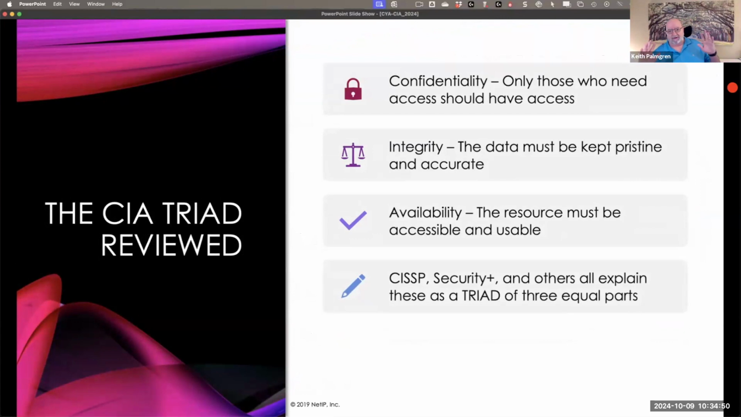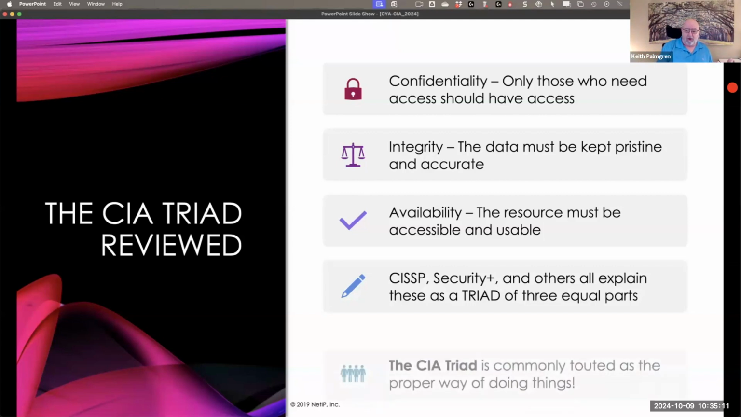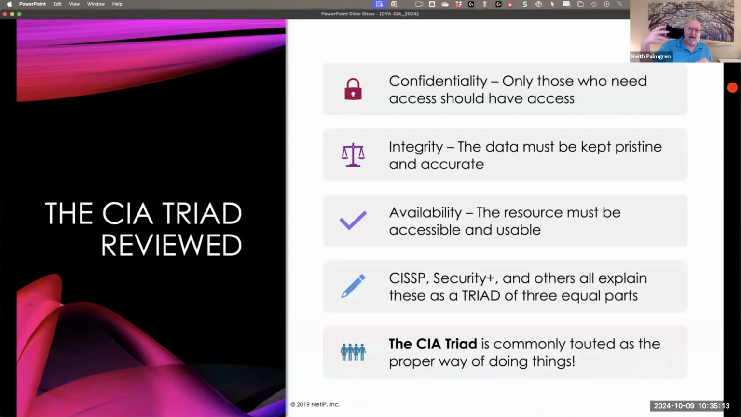By the way, you'll see it as AIC in some books, in different orders, and I don't care what order you put the three letters in. But the CISSP, the Security Plus, a lot of SANS courses, et cetera, all refer to this as a triad. If you look up the definition of the word triad in a dictionary, it says something like, implemented in three equal parts. So we always tout this CIA triad as something we implement in three equal parts, and that's going to make our organizations completely secure, is pretty much the story you're going to hear.